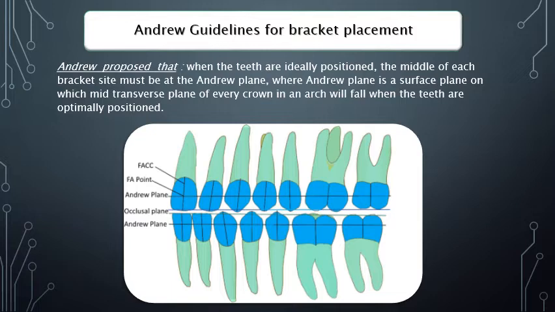Andrew guidelines for bracket placement. Andrew proposed that when the teeth are ideally positioned, the middle of each bracket slot must be at the Andrew plane, where Andrew plane is a surface plane on which mid-transverse plane of every crown in an arch will fall when the teeth are optimally positioned.